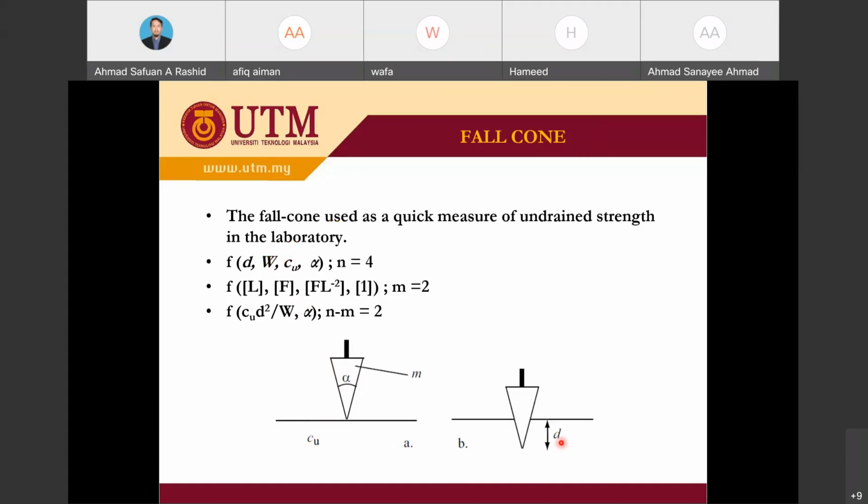So once we have identified all the important parameters, we list here D, W, Cu, and alpha. So in total, it has four variables or parameters. The next step is, for each variable, we determine the primary dimension. So we obtain 2, and 4 minus 2 is equal to 2. To make it easy, alpha should be used first and the rest should be put in one equation.